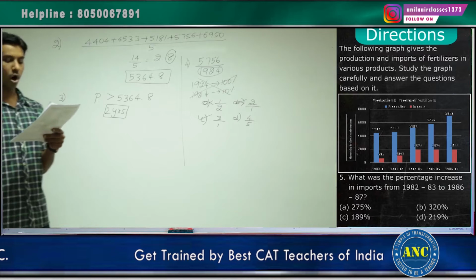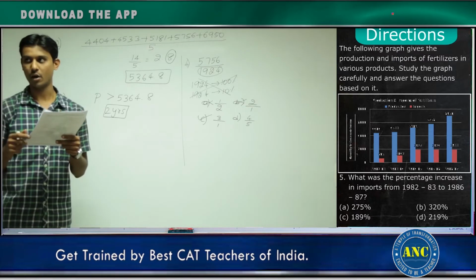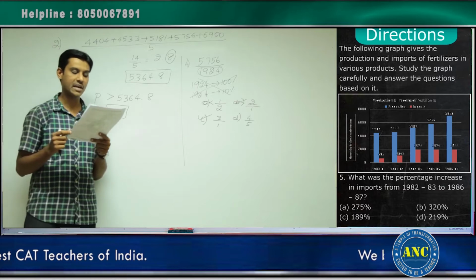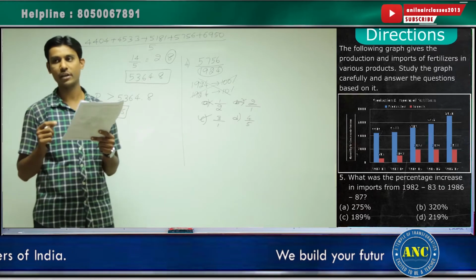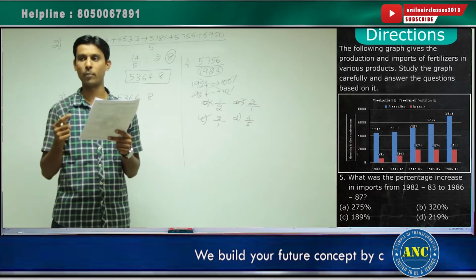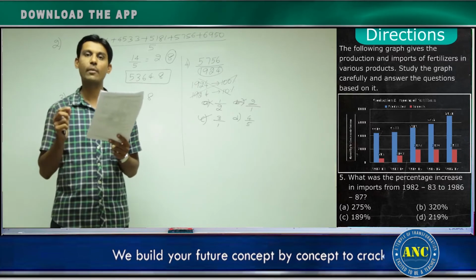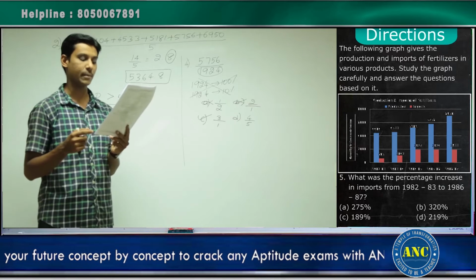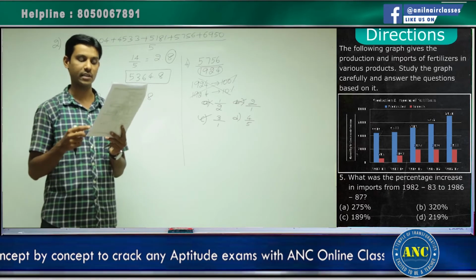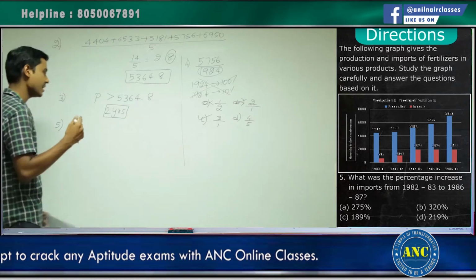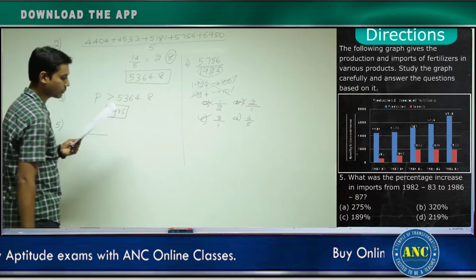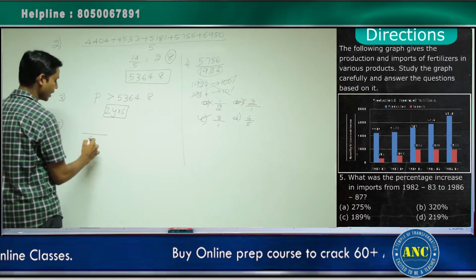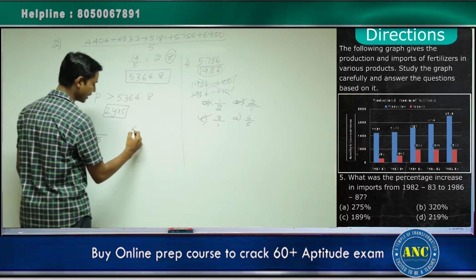What was the percentage increase in imports from 1980 to 83 to 86 to 87? They are asking about the imports. That means only refer to the white part of the graph. In 80 to 83, what was the import value that is given? 80 to 83, it is 605.